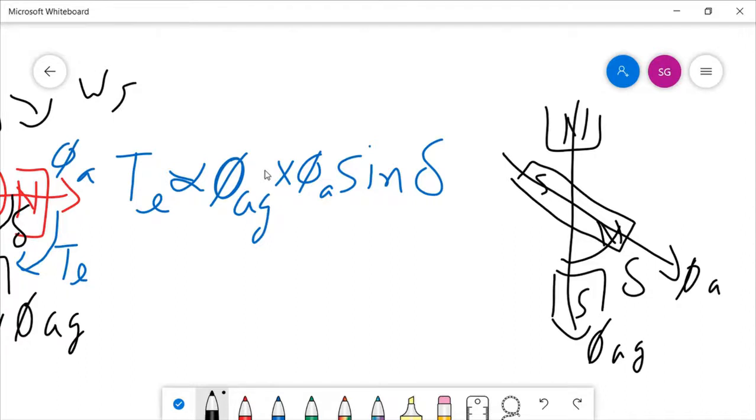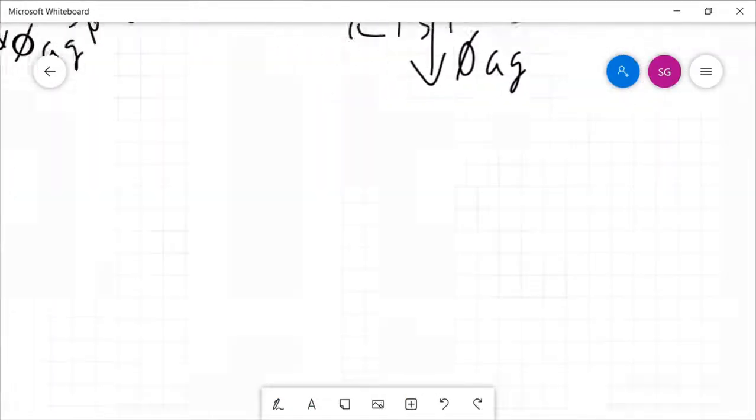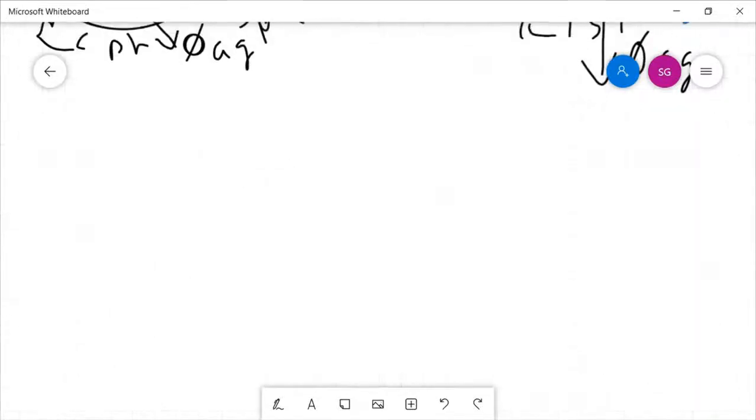Now let us go into the equivalent circuit diagram of this induction motor. So in the next lecture, we will get the equivalent circuit model.